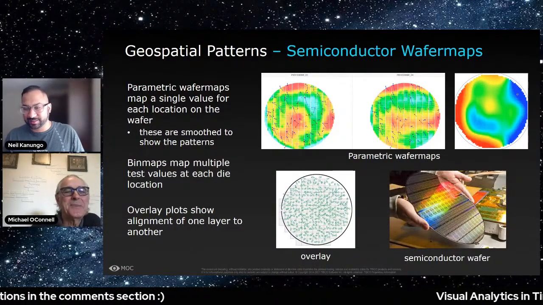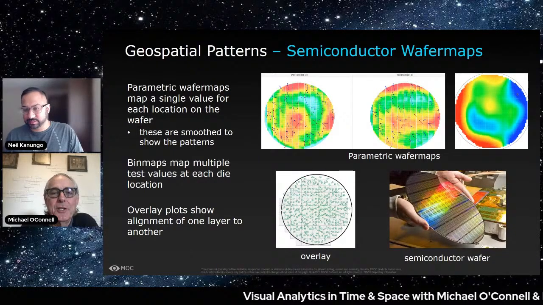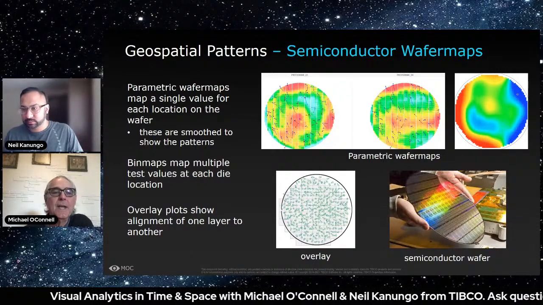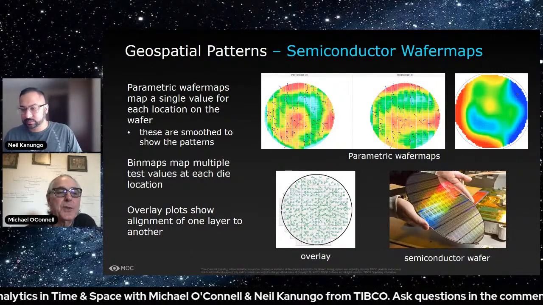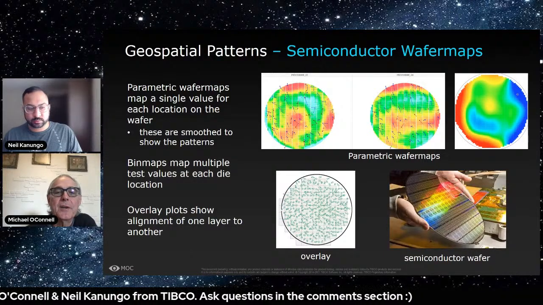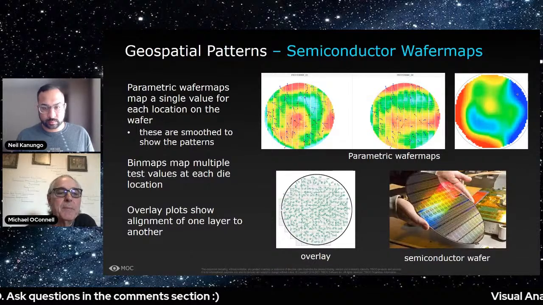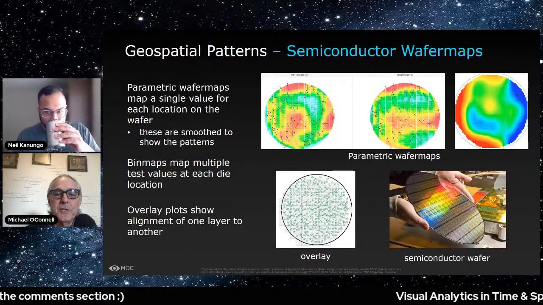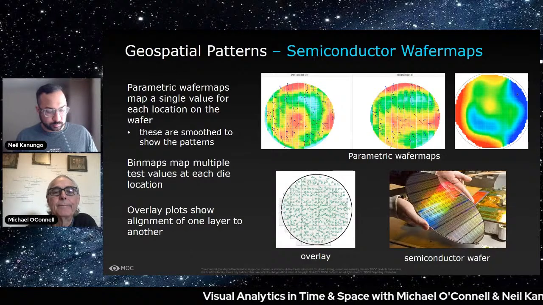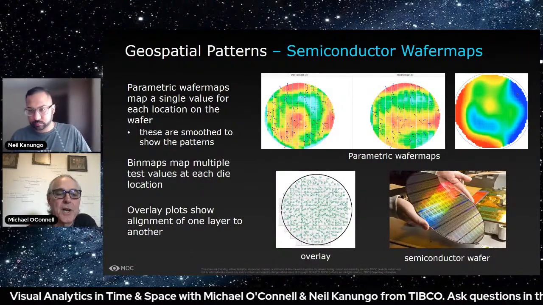So let's see. This one is a wafer map. This is a spatial representation of high-tech manufacturing wafer production. You can do that on a single value at each location on the wafer map and smooth it, like across the top row here. We call these parametric wafer maps. Then bin maps are when you've got multiple test values at each location on the wafer, and you can also do an analysis or a smooth or a summary of those multiple values at each die.